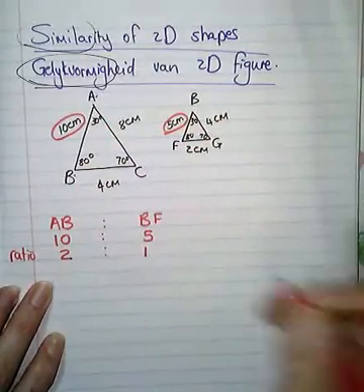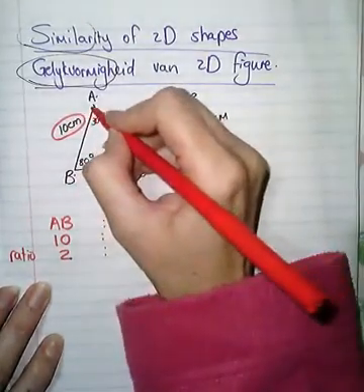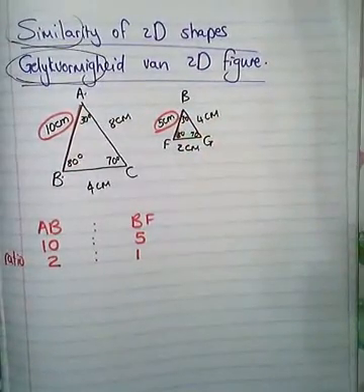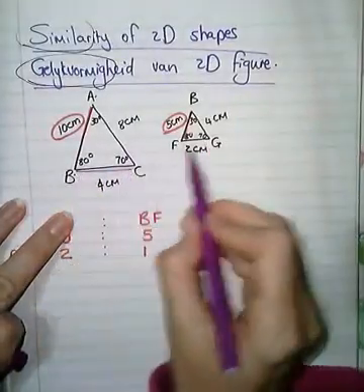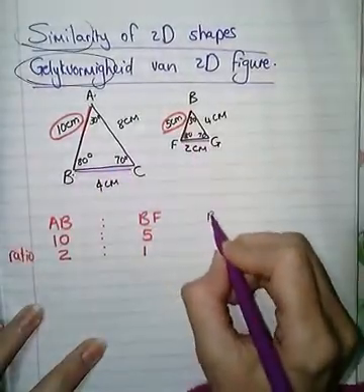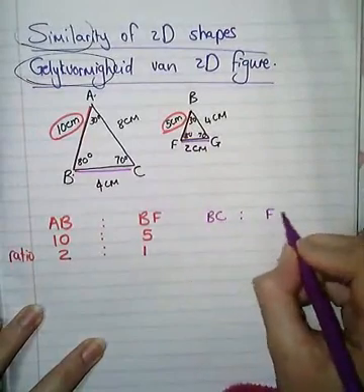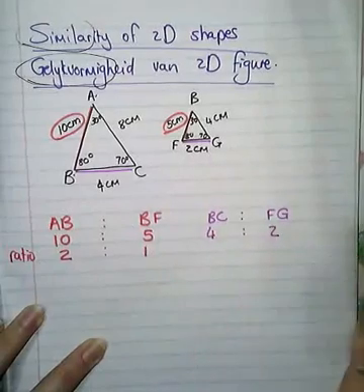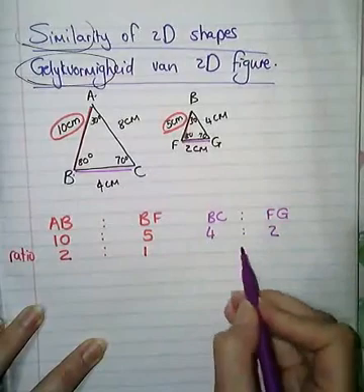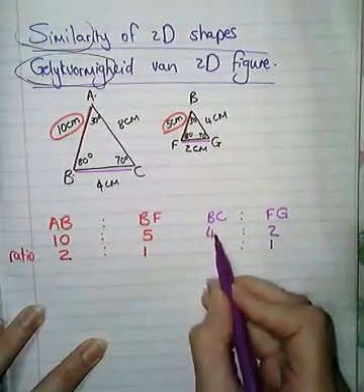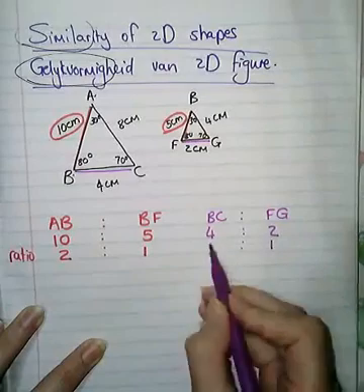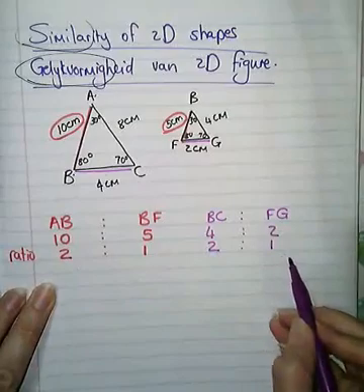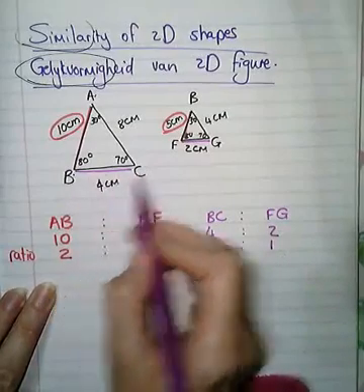Okay. If we now look, that's those two sides. If we now look at two other sides, let's make it BC and FG that we would be comparing. BC compared to FG. BC is 4 centimeters and FG is 2 centimeters. So if we simplify this, we divide 2 by 2 to give us 1. We divide 4 by 2 as well to give us 2. So the ratio is 2 to 1. So again, BC is double the length of FG.